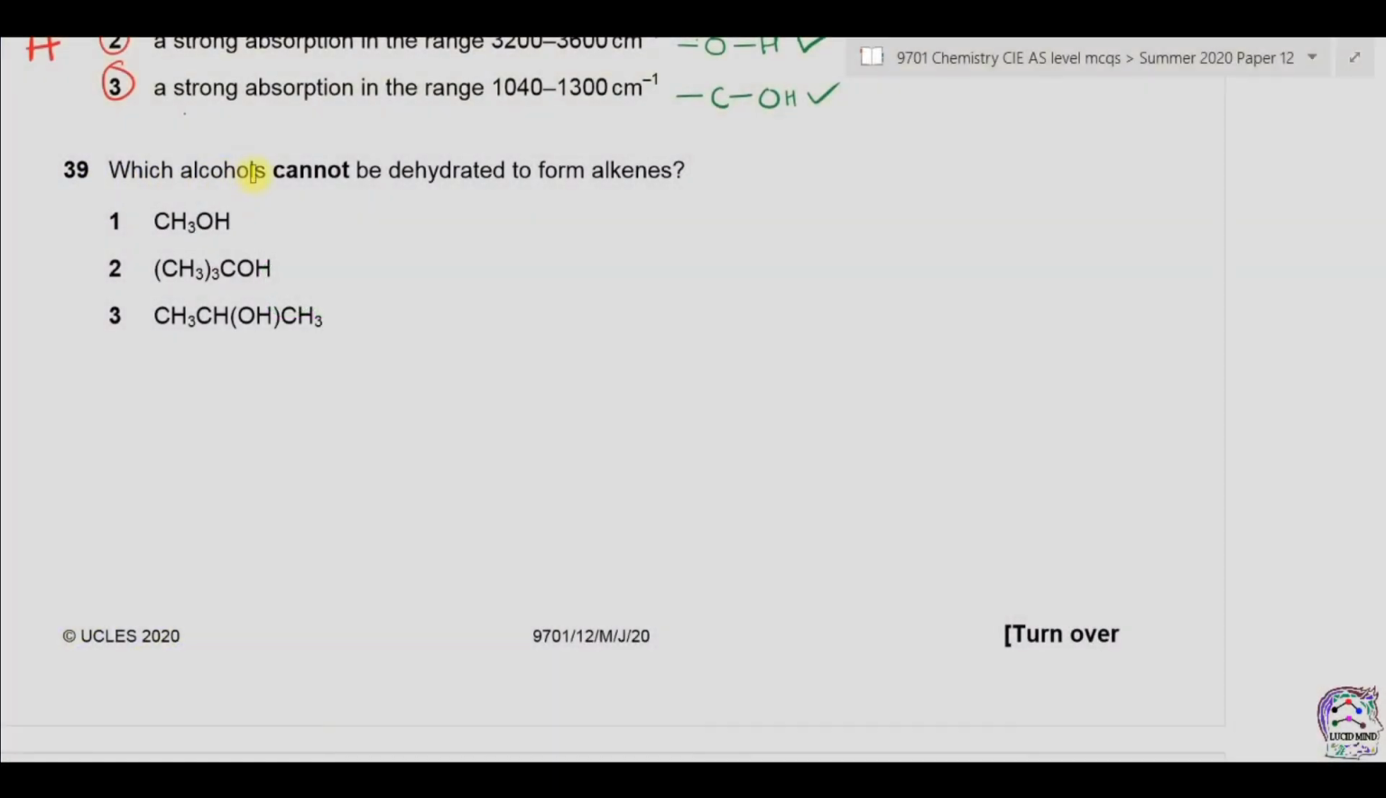Question 39. Which alcohols cannot be dehydrated to form alkenes? Now, dehydration of alcohols takes place in such a way that the OH group is removed from one of the carbon atoms and an H is removed from an adjacent carbon atom. An alkene is formed along with the removal of a water molecule. Now, the first option is methanol. As there is only one carbon atom, we cannot make a double bond between two carbon atoms.